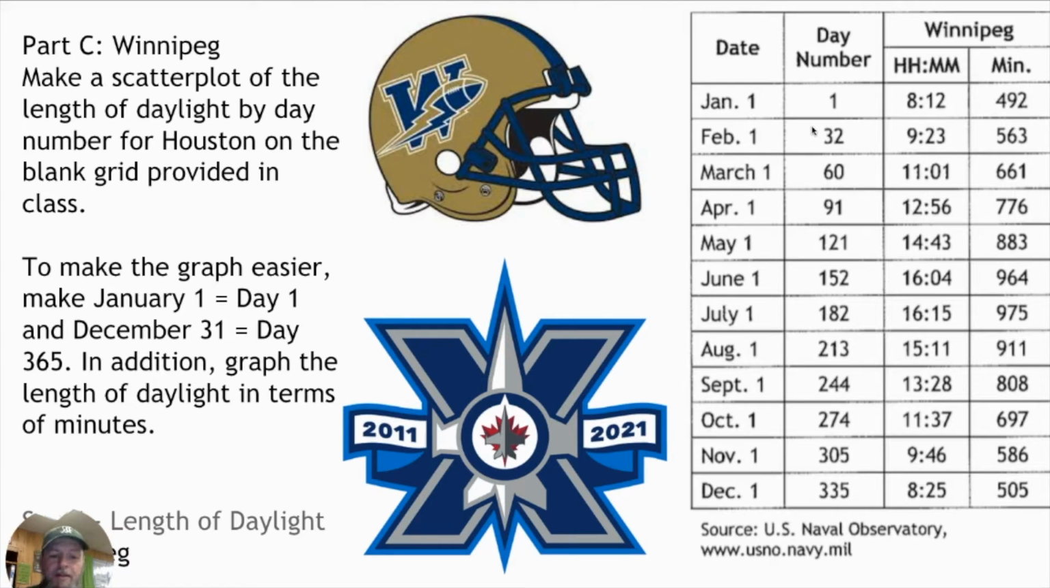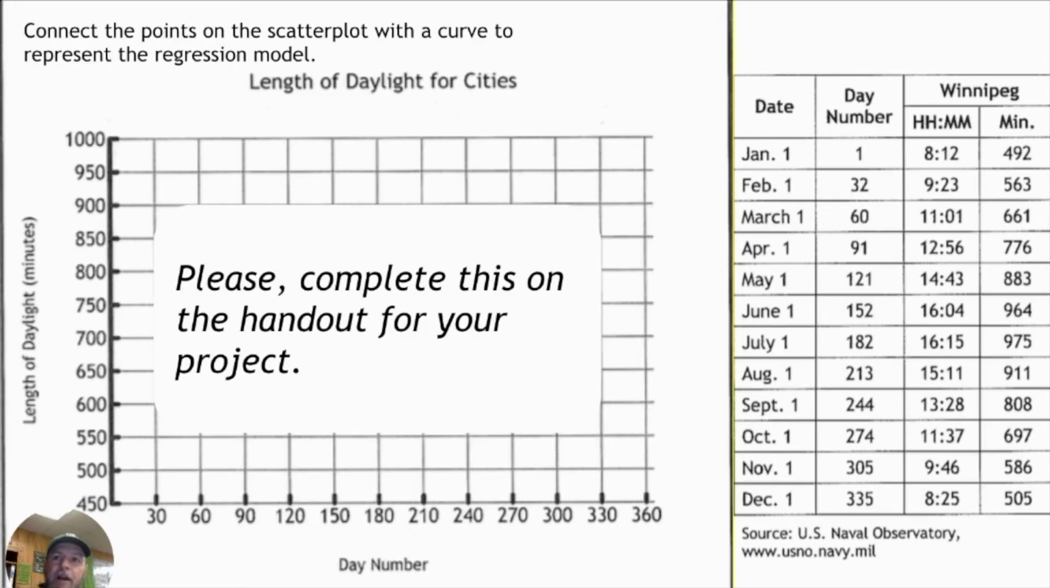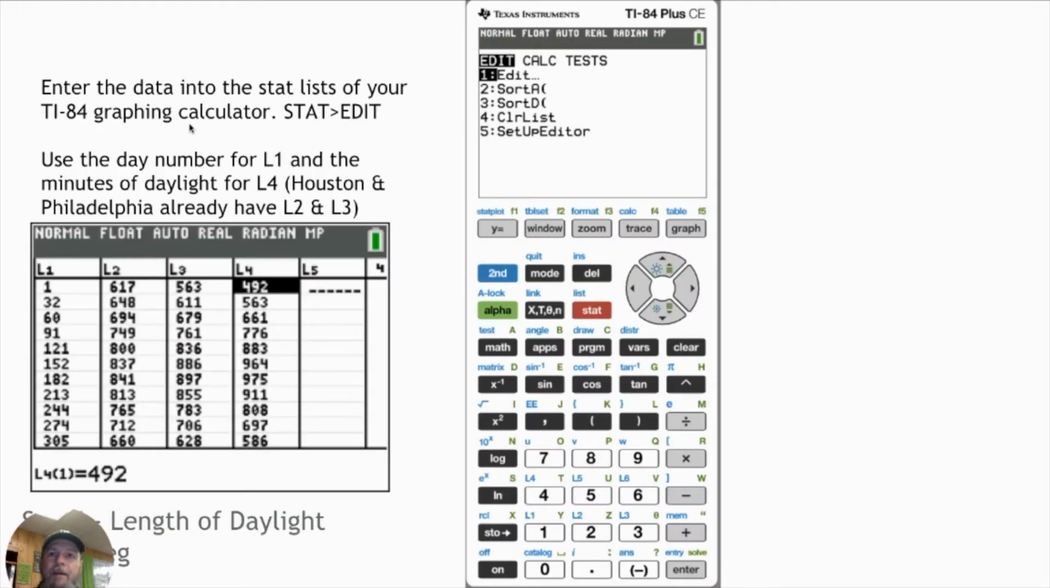We'll go into some detail about how to do sinusoidal regression on the calculator today, and that's the majority of this lesson. Like I said, you want to connect the scatter plot points. This is something you're going to complete on the handout for your project. We're going to enter the data into the list, and as you can see, I've already entered the data. You do stat, then edit, and enter your data in. Notice that L1 and L2 are used for Houston. L3 is used for Philadelphia, so we need to use L4 for Winnipeg.